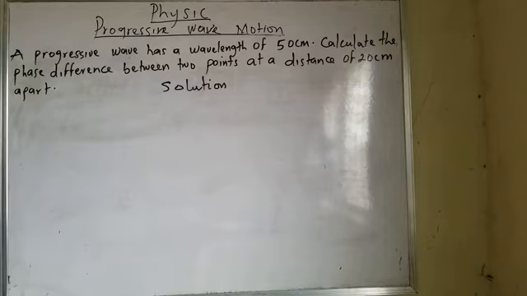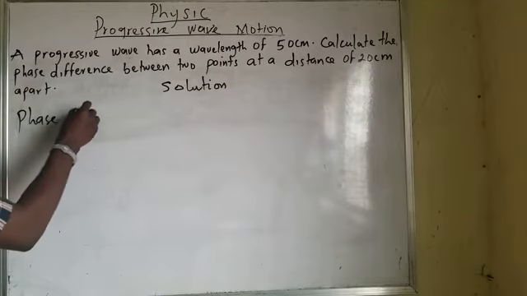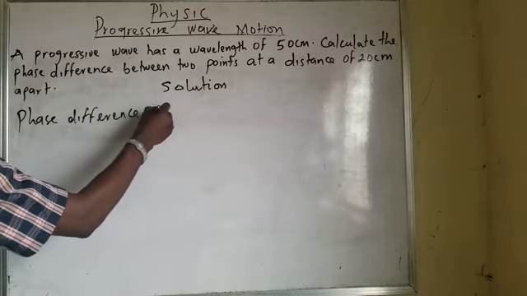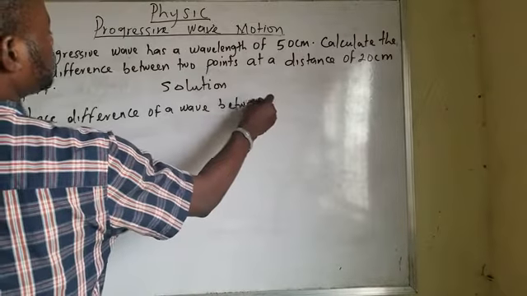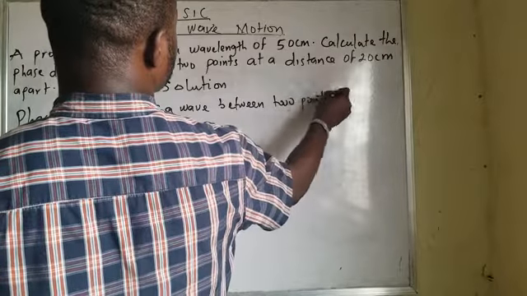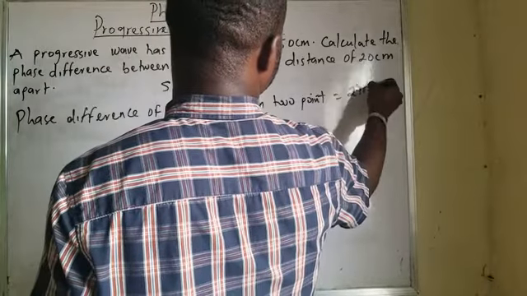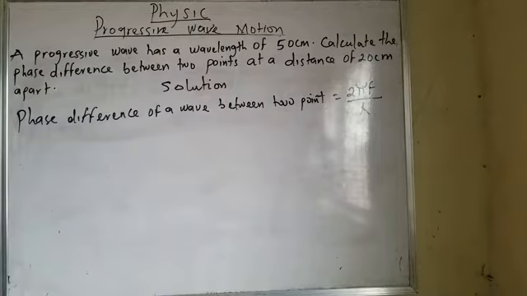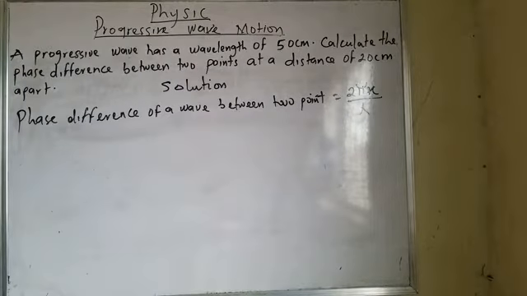Now, the first thing you need to know is that the phase difference of a wave between 2 points is equals to 2 pi all over what? Lambda. Please take note of that very well. It will be x. Okay, that is very, very important.